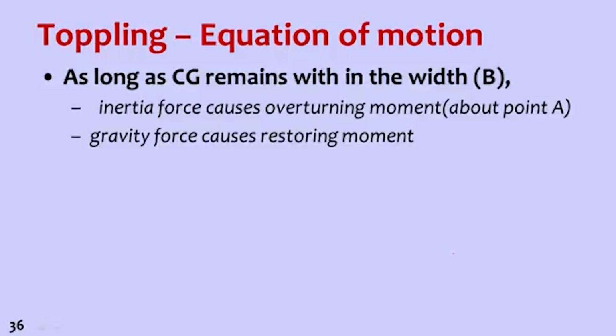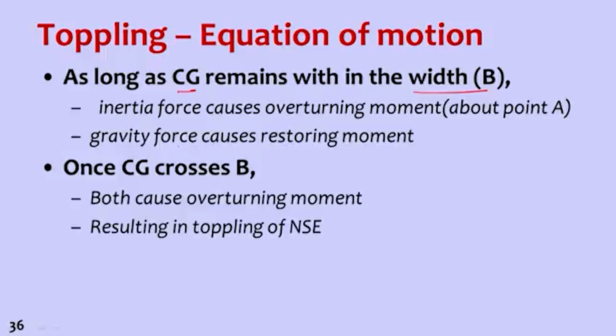Omega is the forcing frequency. As long as the CG, center of gravity, remains within the width, inertia force causes overturning moment about point A. This is the point around which overturning is taking place. Gravity force causes restoring moment, which we all know. Once the CG crosses B, both cause overturning moment, resulting in toppling of the non-structural element.